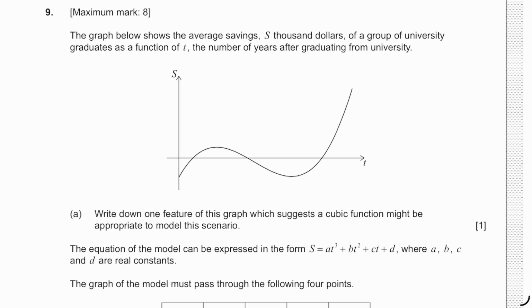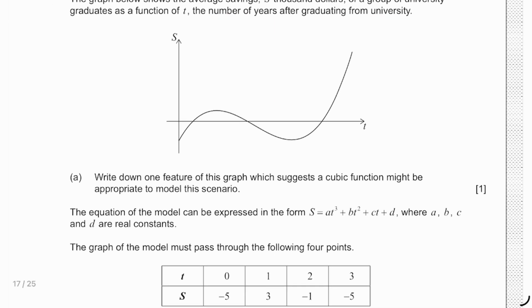Question number 9 is about mathematical models. Cubic models, quadratics, sinusoidal models, right? About these ones. The graph below shows the average savings in $1,000 of a group of university graduates as a function of T, the number of years after graduating university. Write down one feature of this graph which suggests a cubic function might be an appropriate model for this scenario.